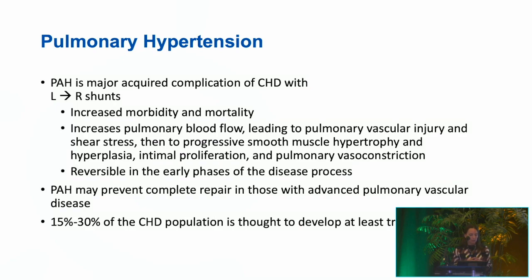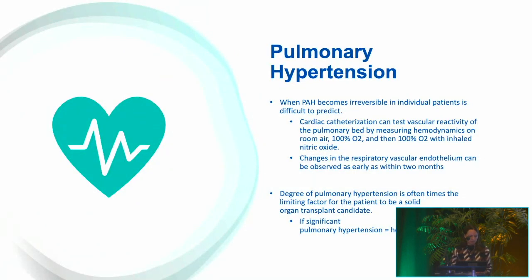And unfortunately, it may prevent that complete repair of that VSD that we were talking about. If the pulmonary pressures are so high, if you close the VSD, that right heart is just not built to pump against those pressures, and it'll fail if you close it. 15 to 30% of the CHD population is thought to develop at least transient pulmonary hypertension. It's hard to know when that point is of when it is irreversible.